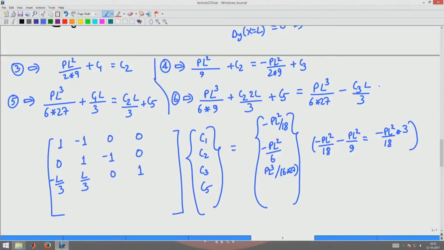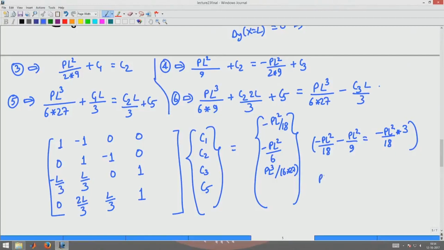The fourth equation, which is the sixth equation that we have here, I will bring C L by 3 on to the left hand side. So, I have no C1 contribution there. C2 has coefficient 2L by 3, C3 has coefficient L by 3 and C5 has coefficient 1, and I have to take PL cube by 6 into 9 to the other side.